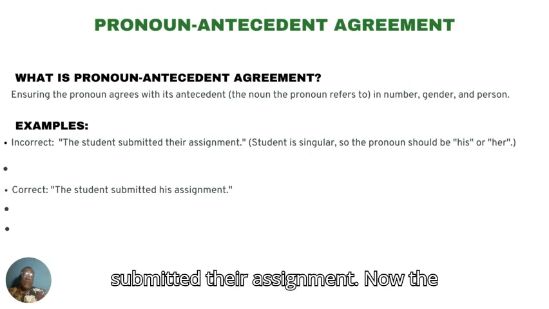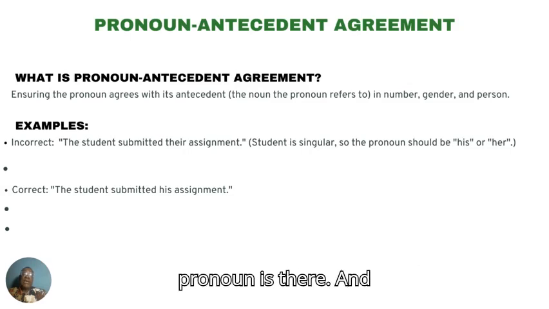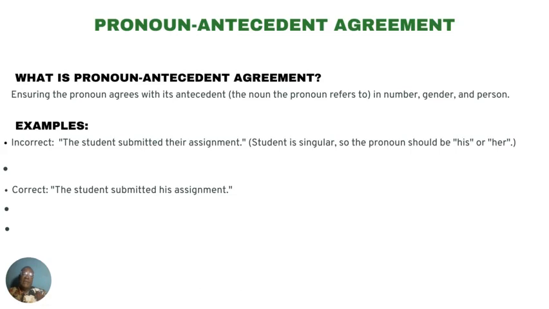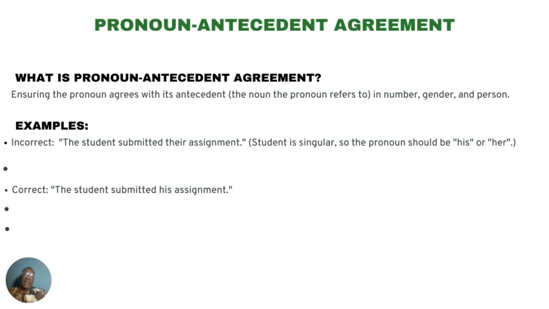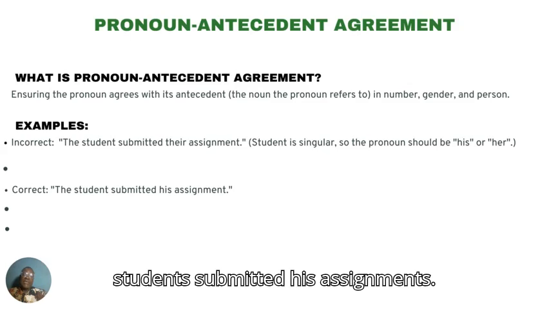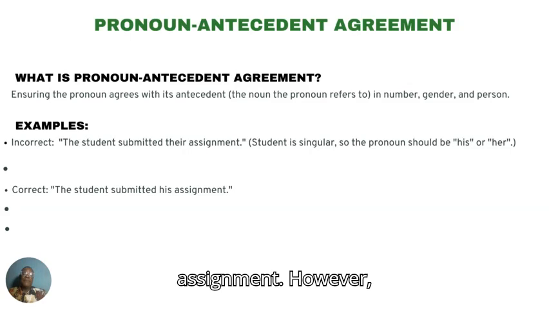The student submitted their assignment. Now the antecedent here is the student, the pronoun is their, and this is incorrect grammatically because the word student is singular, whereas their is plural. So it is ideal to use his or her. Okay, so the correct thing is: the student submitted his assignment, or the student submitted her assignment.